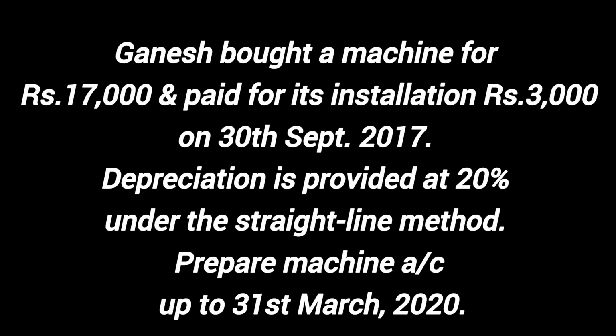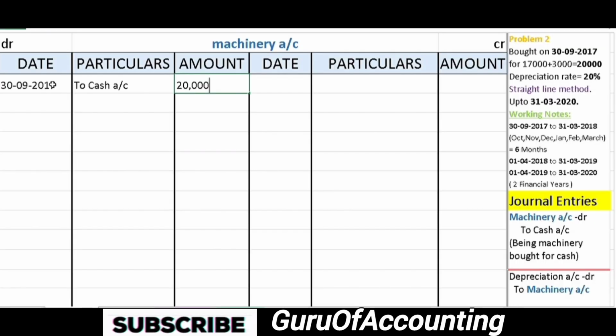Ganesh bought a machine for 17,000 and paid for its installation 3,000 on 30th September 2017. Depreciation is provided at 20% under the straight line method. Prepare machinery account up to 31st March 2020. Let us prepare the machinery account.